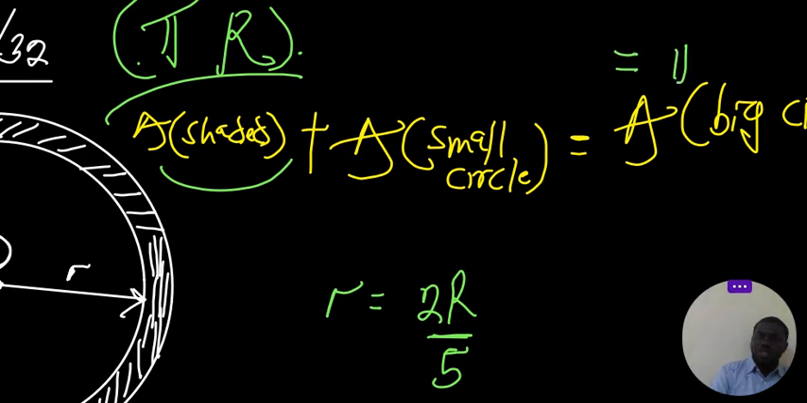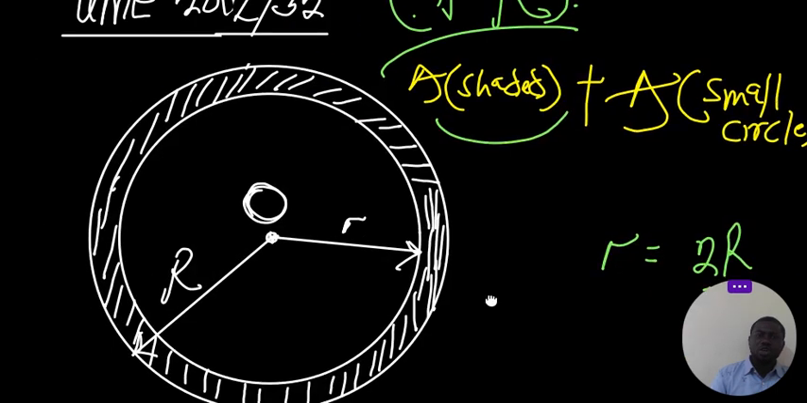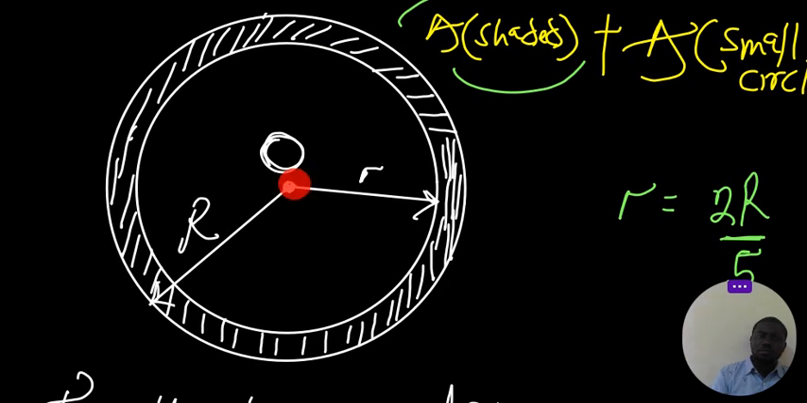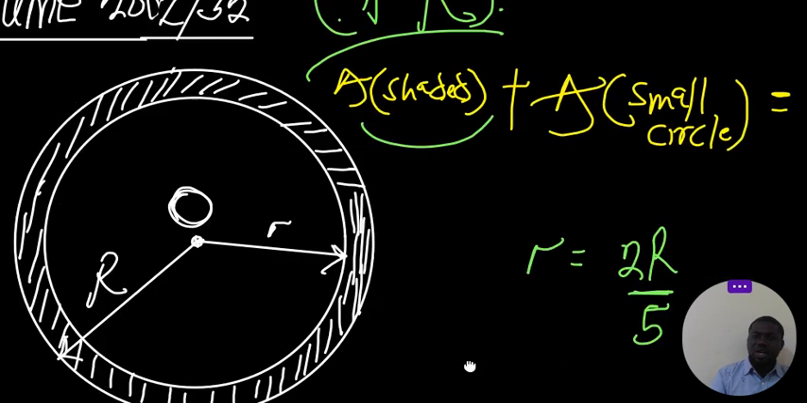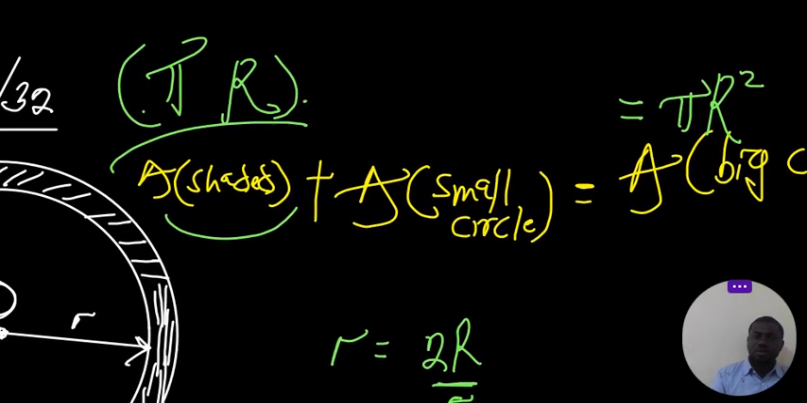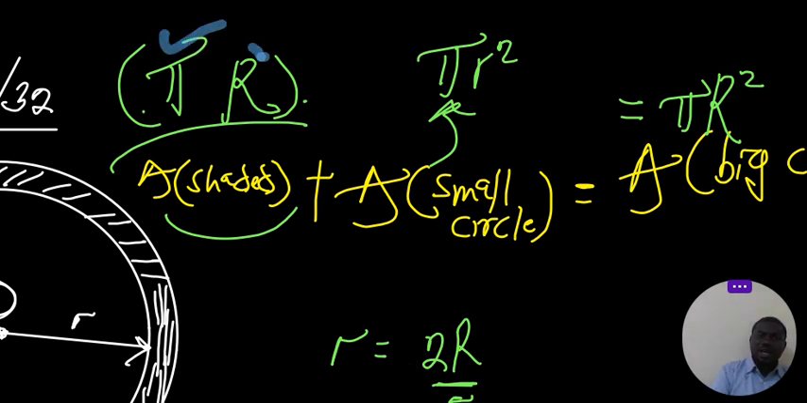So let's start with finding the area of the big circle. Area of the big circle is obviously pi R squared, since the big circle has a radius of big R. So the area of the small circle will also be pi r squared, but this time with small r squared. But the examiner wants us to find the answer in terms of pi and big R.